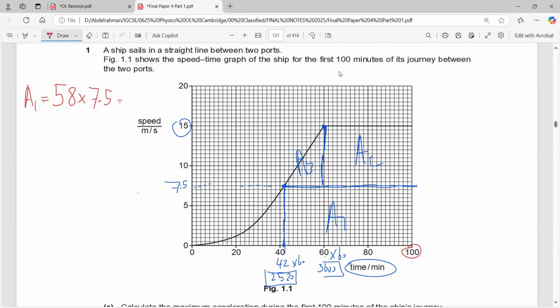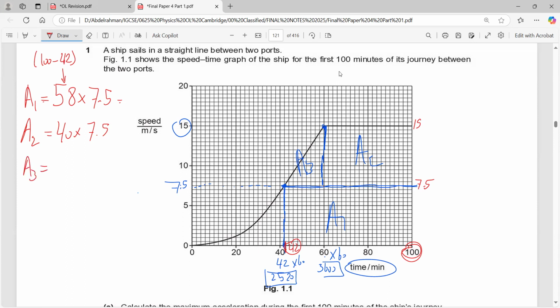What's area 2? It starts at 60 and ends at 100, so it's 40 times 7.5, because it starts at 7.5 and ends at 15. Area 1 started at 42 and ended at 100, so how did I get 58? It was 100 minus 42. Area 2 is 40 times 7.5.